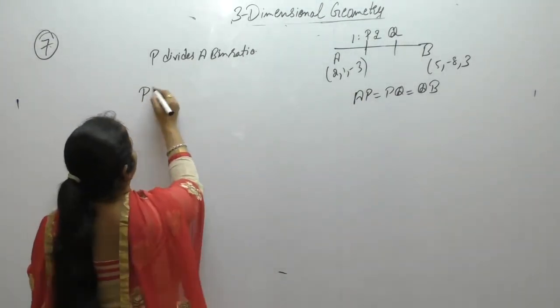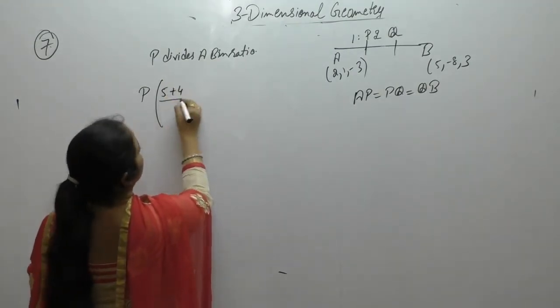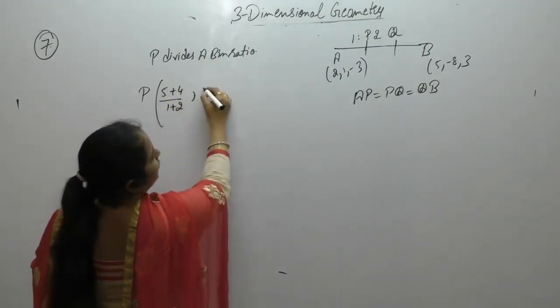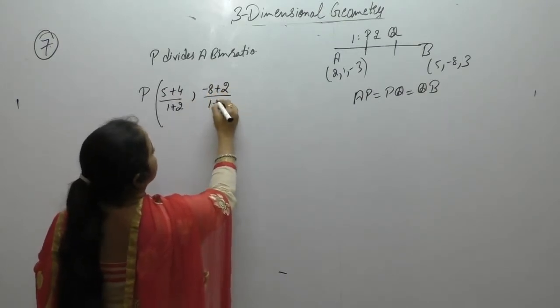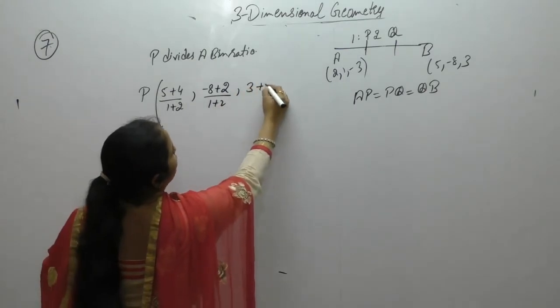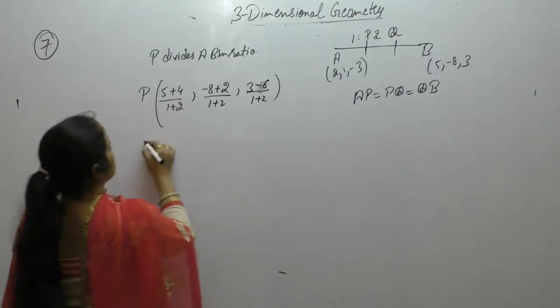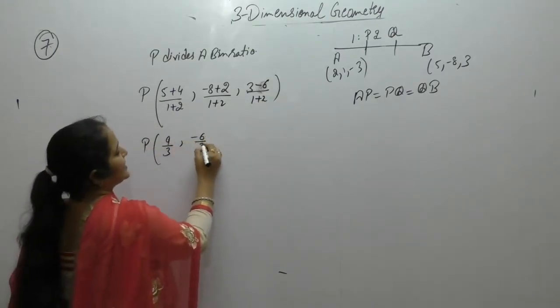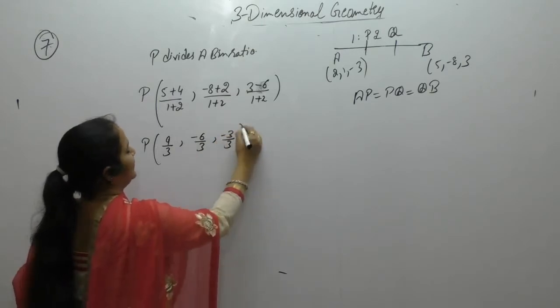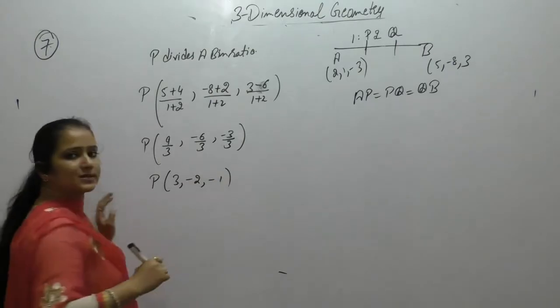Now coordinates of P will be 1 into 5, 2 into 2, upon 1 plus 2. 1 into minus 8, 2 into 1, 1 into 3, 2 into minus 3, minus 6 upon 1 plus 2. So coordinates of P are 5 plus 4, 9 by 3, minus 6 by 3, minus 3 by 3. So P has coordinates 3, minus 2 and minus 1.